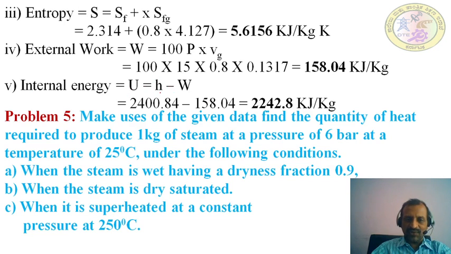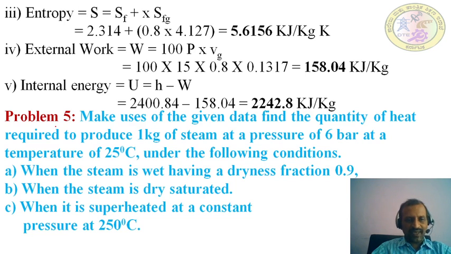So in this case, Q itself I am treating as H. Why? Because the heat is supplied at constant pressure. So now substitute the values: 2400.84 minus 158.04. So this will give you 2242.8 kilojoules per kg. So these are the 5 properties you have calculated from the given data using the steam tables. So next we will go to problem number 5.